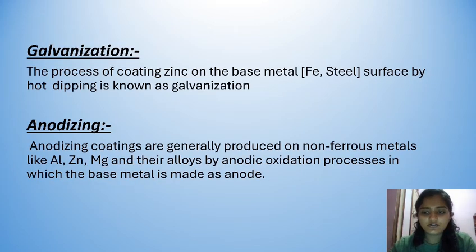One control method is galvanization. The process of coating zinc on the base metal like iron and steel surface by hot dipping is known as galvanization. Second one is anodizing. Anodizing coatings are generally produced on non-ferrous metals like aluminium, zinc, magnesium and their alloys by anodic oxidation process in which the base metal is made as anode.